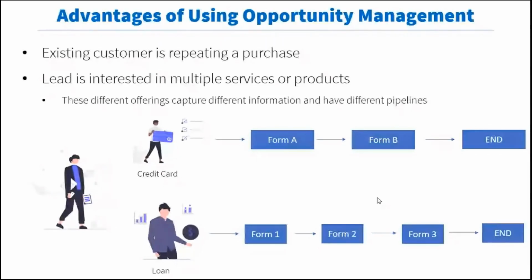And say if the same lead is interested in multiple offerings, like in the case of BFSI. I mean, again, I've taken some of the use cases in the biggest industries based on the participation in this particular webinar. So, say the lead is interested in a credit card and is also interested in a loan. Now, the process to close a credit card deal might be different from the process to close a loan. So there might be different sets of approvals, different sets of information that you'll be capturing for each of these deals.